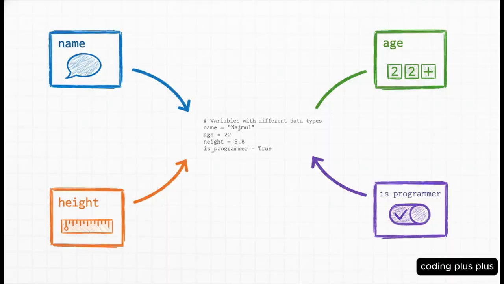So here it is, a perfect little snapshot. We've basically created a mini profile using four different variables. We're storing a name, which is a string, an age, which is an integer, a height, which is a float because of the decimal, and we're using a boolean, true, to show that yes, this person is a programmer. See how each piece of information gets its own labeled box with the right kind of data inside?